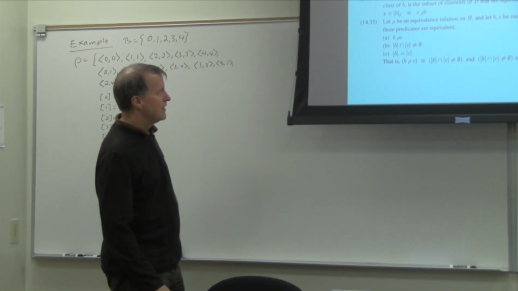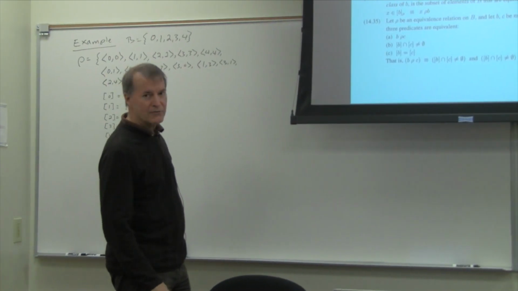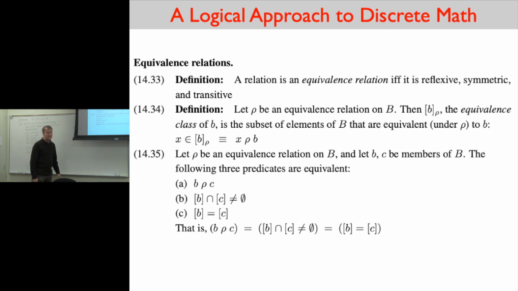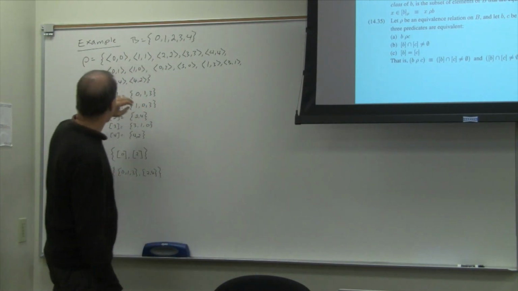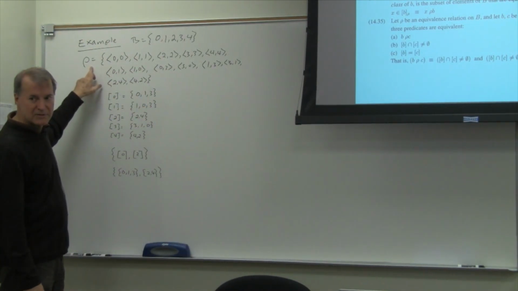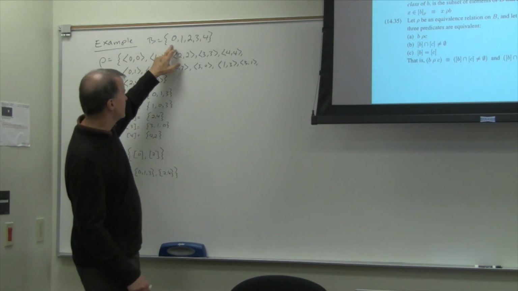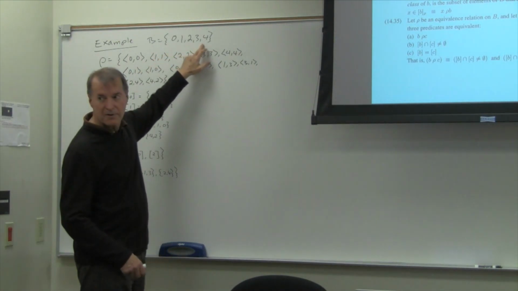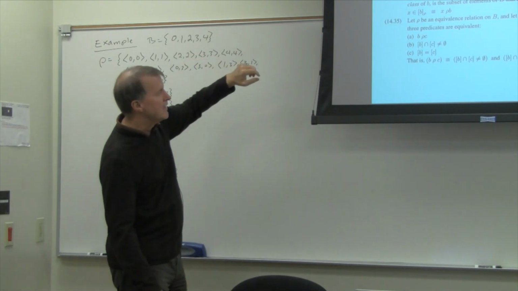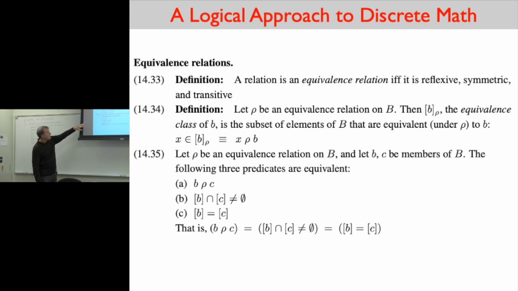describe today is Theorem 14.35. Okay, so let's look at this. 14.35 says, let rho be an equivalence relation on B, and let little b and little c be members of B. Okay, so here as an example, here is a rho. And the elements little b and little c are 0, 1, 2, 3, or 4. Right? Okay, so now it says the following three predicates are equivalent.